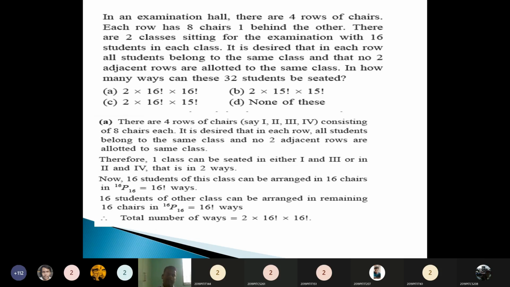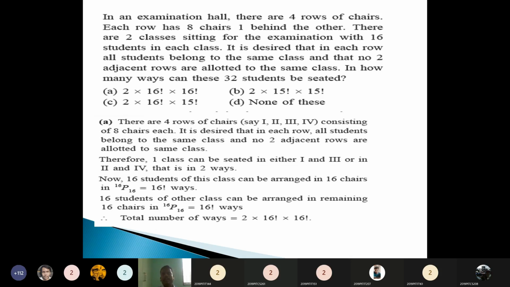So the permutation is in this problem. Understand properly. We have 4 rows of chairs with 8 chairs, and we have 16 students in each of 2 classes. Class A has 16 students, class B has 16 students. When you arrange the seating, no 2 adjacent rows can have same class students, but the rows behind can be allocated the same class students. That's what they try to say.